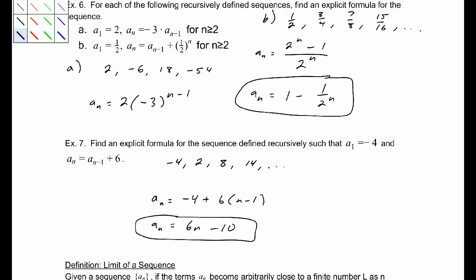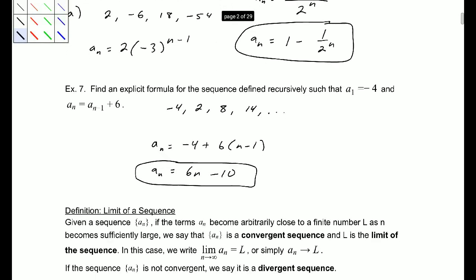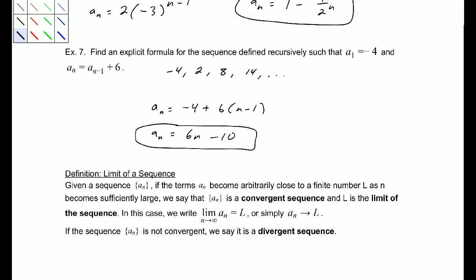Alright, next we have this idea of a limit of a sequence. Given a sequence an, if the terms an become arbitrarily close to a finite number L as n becomes sufficiently large, we say that an is a convergent sequence, and L is the limit of that sequence. In this case, we write the limit as n goes to infinity of an equals L, or simply an converges to L. If it does not converge, if it's not going in a direction, then it is a divergent sequence. Be familiar with those words, convergent and divergent.